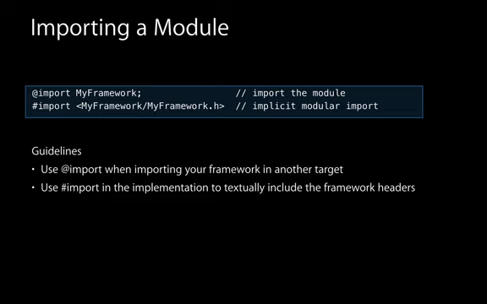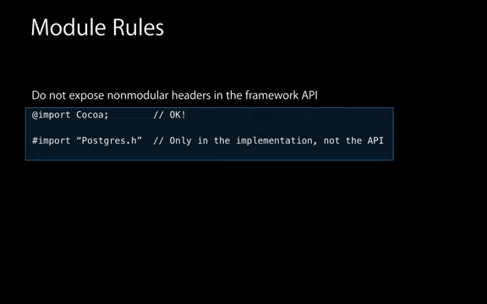And besides those guidelines, we have a few other rules about modules that you should be aware of. First, don't expose any non-modular headers in your framework API. It's fine to import another module like Cocoa, but if I have an import of something like Postgres.h, which presumably is not a module, you can put that down inside the implementation of your framework, but don't expose it in the API.